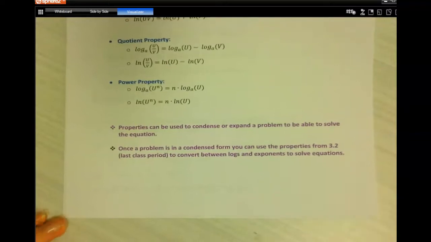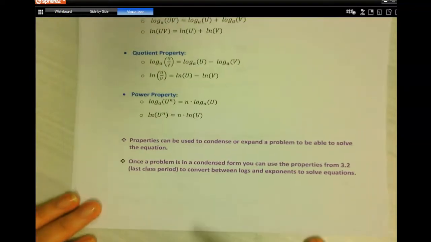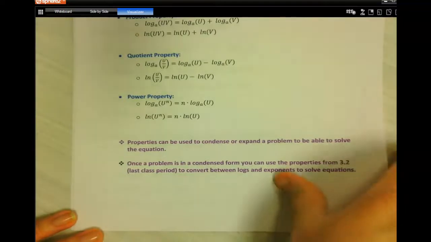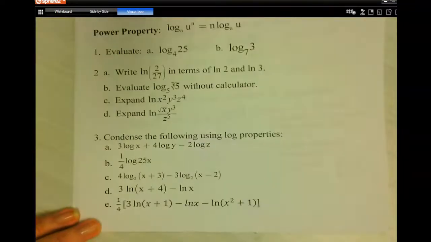Properties can be used to condense or expand, and you should use those properties. It makes the math easier. It lets you oftentimes simplify without needing a calculator. Once a problem is condensed, or once you have those multiple terms, you can use some of those log rules that we talked about last time, and also the exponent rules. So the problems that we're going to work through are these.